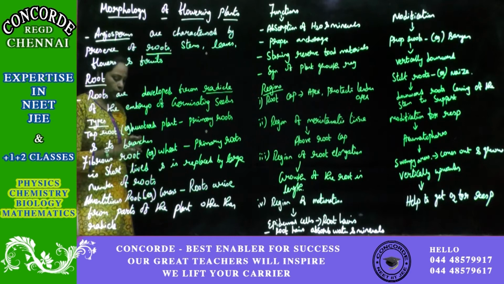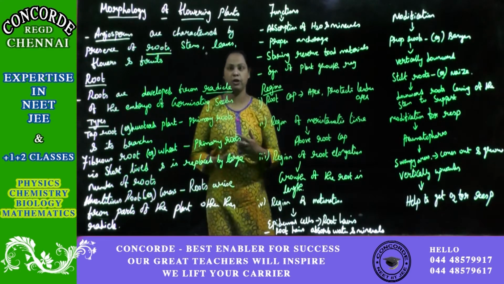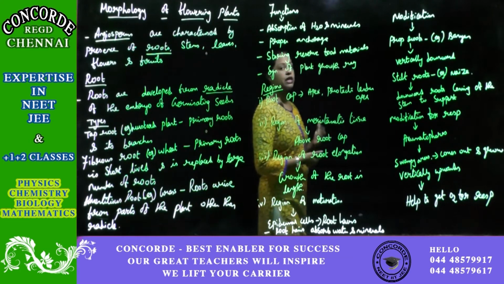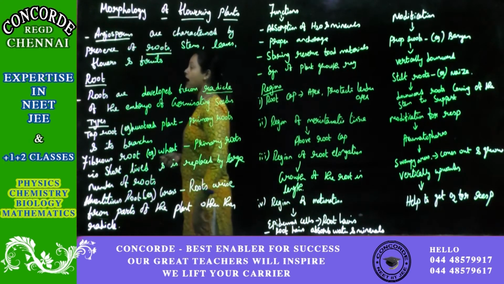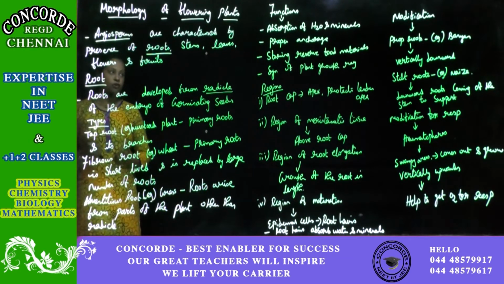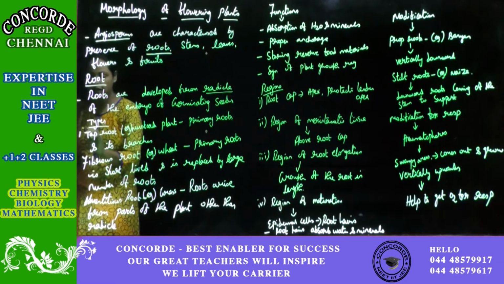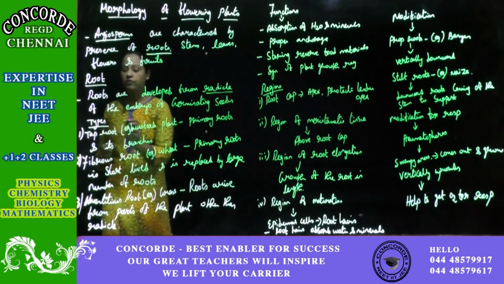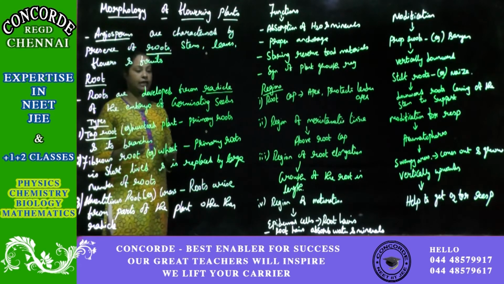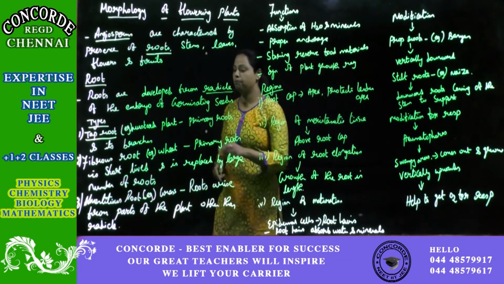As you know, roots are developed from the radicle of the embryo. If you take an embryo, from the radicle the roots are developed. There are three main important types of roots. One is taproot, second is fibrous root, and the third is adventitious root. First we'll see what is meant by taproot. The example for taproot is mustard plant.